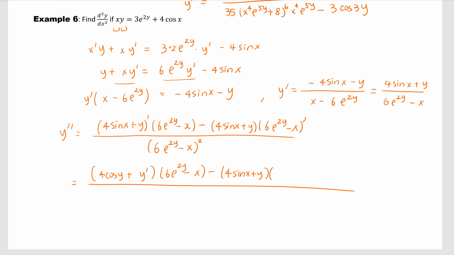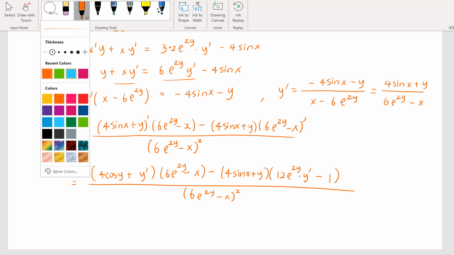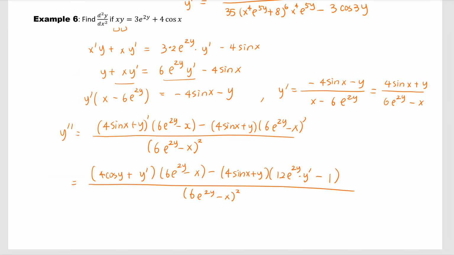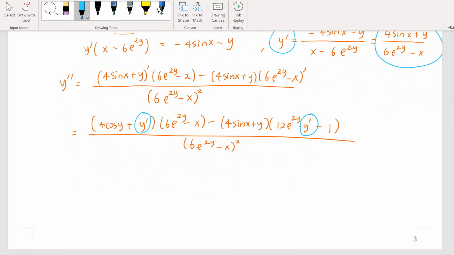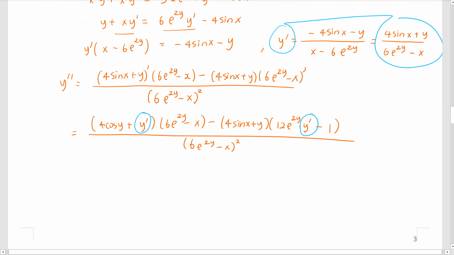This is 6 times 2, 12, e to the 2y times y prime. Derivative of x is 1. The denominator stays the same. See? Now can you see the y prime? So what is y prime? We actually already have y prime. So replace y prime by this guy. Let me use both colors so you can see.